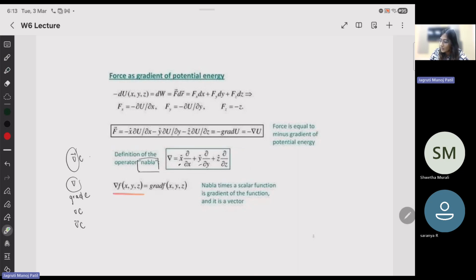So if you have a quantity like this, that's essentially equal to grad f of xyz. So nabla times a scalar function is the gradient of the function and it is a vector, right? So we all know from this that it's nothing but a vector. Okay, so now you know about force, you know about gradient. So we'll just write those equations here again. Force is nothing but the negative gradient of energy, because energy is a scalar quantity here.